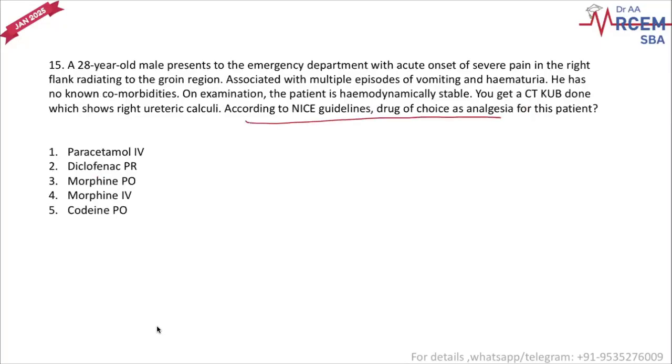According to the NICE guideline, which is the drug of choice for the analgesia? CT scan has been done suggestive of an ureteric calculi. So giving NSAID per rectally is the best drug. So per rectal diclofenac. For example, here instead of per rectal NSAID, if they have not mentioned per rectal, they have mentioned it as an IM or IV, you can choose that one. But if they have given, for example, one is IM diclofenac, one is IV diclofenac, another one is per rectal diclofenac, then choose always per rectal diclofenac.